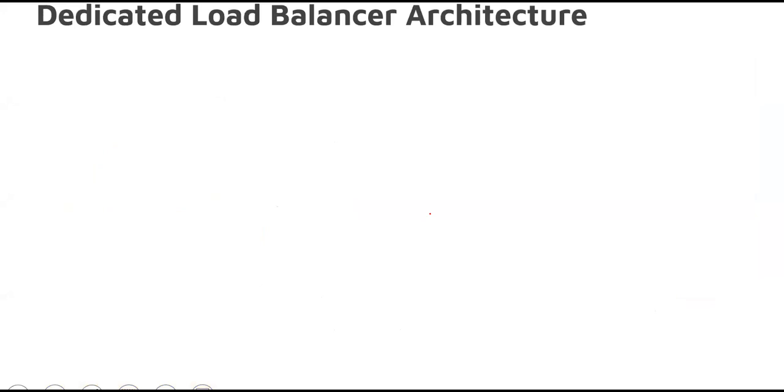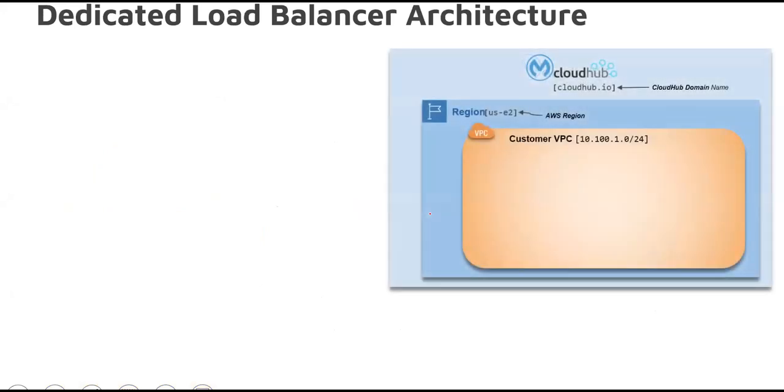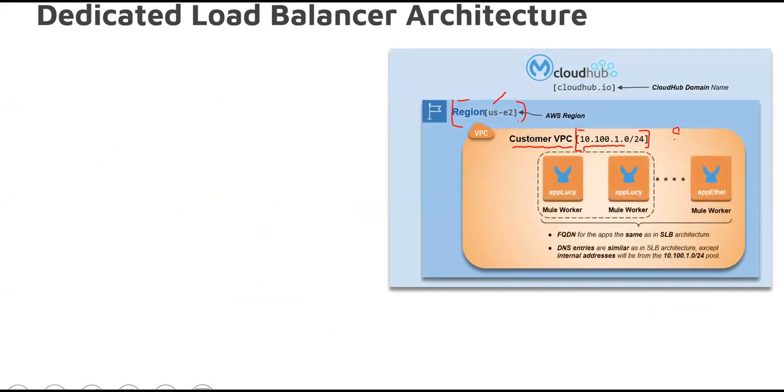Same scenario, we'll take it here also. So now this time, customer VPC. This is not a shared VPC. When we're talking about a customer VPC, we'll be talking about CIDR block and region. So now my dedicated VPC is in Ohio, and this is my CIDR block. Keep this in mind. What is the starting address? 10.100.1.0/24. That means how many IP addresses will we get? 256. So 256 we will get.